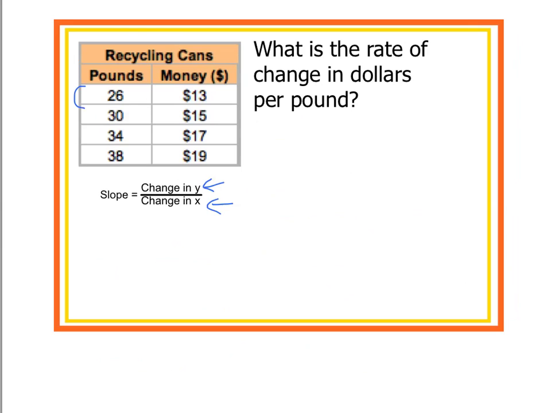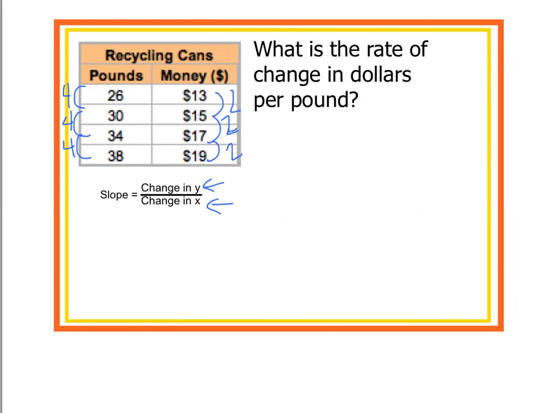So here I've got 4. Here I have 4 again, and here I have 4. What am I saying by 4? I'm saying 26 to 30, that's a jump of 4. 30 to 34 is a jump of 4. 34 to 38 is a jump of 4. So how much is this changing by? This is changing by $2. So it's going up by $2 each time.